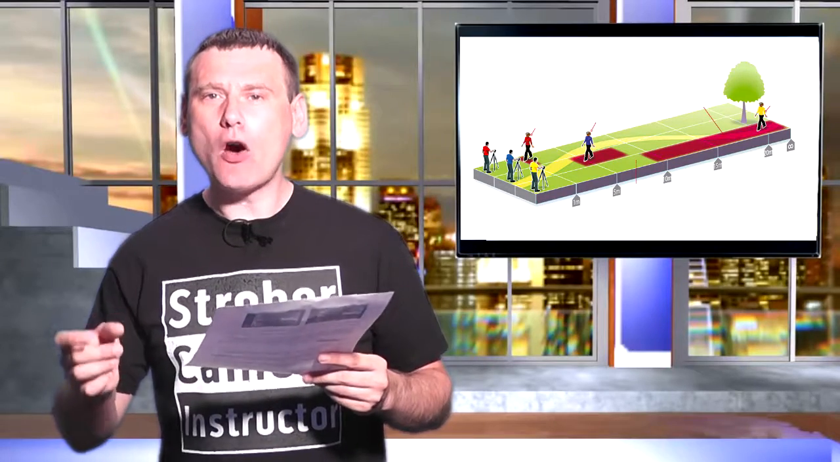So there you go, guys. Now you have a better understanding of what depth of field is in photography. It's the zone of sharpness within the photograph.